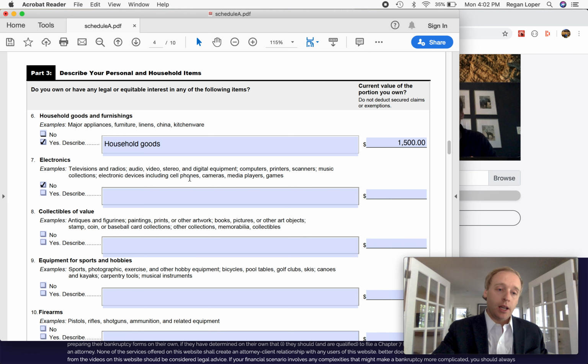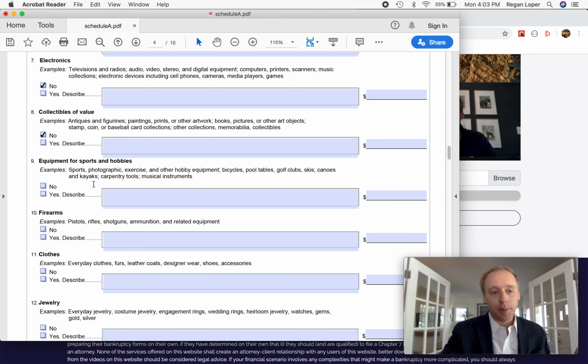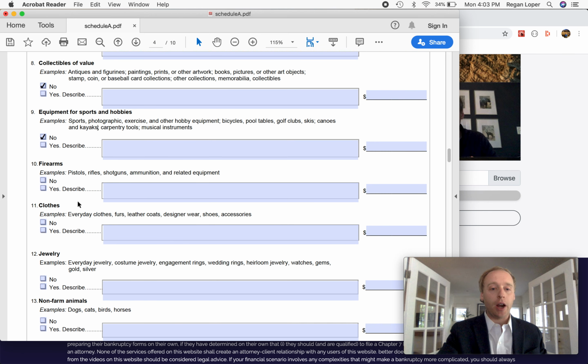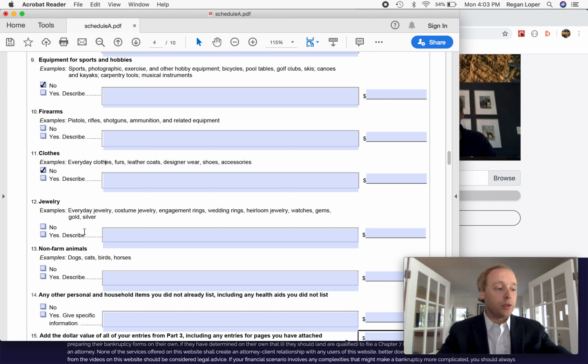of those things. Okay, collectibles of value. Antiques, figurines, baseball cards. If you have any of these and they have value at all, please disclose them to the bankruptcy court. In Ashley's situation, she did not, so she selected no. Equipment for sports and hobbies, again, pretty self-explanatory. Ashley, again, stated no, she did not, and so she didn't have to disclose any value here. Similarly, for firearms, she does not. She states that she does not own any firearms, and so she can move on to the next section.